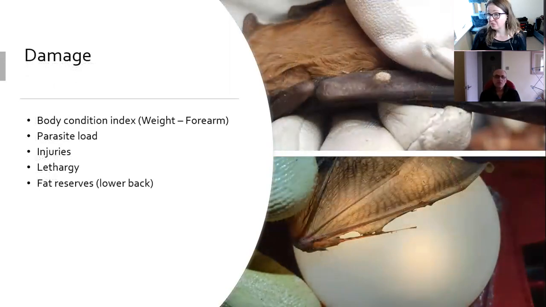And generally speaking, we just record what there is. There are times when we've taken samples just to take some photos under the microscope, etc. But one of the things that we do that gives us an idea of how healthy a bat is is its body condition index.